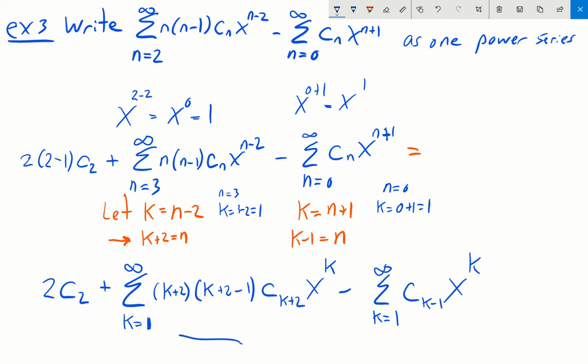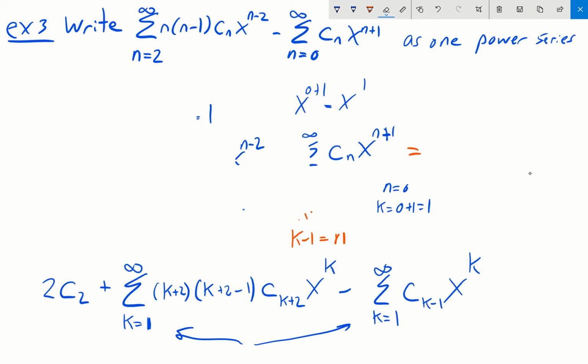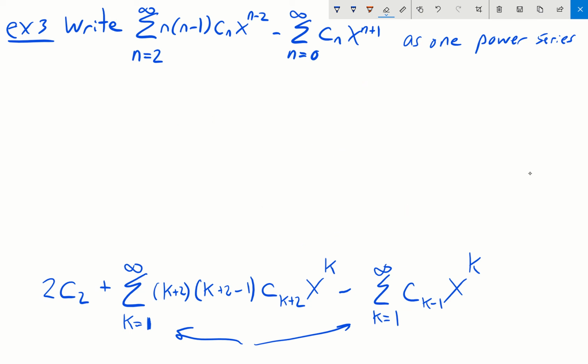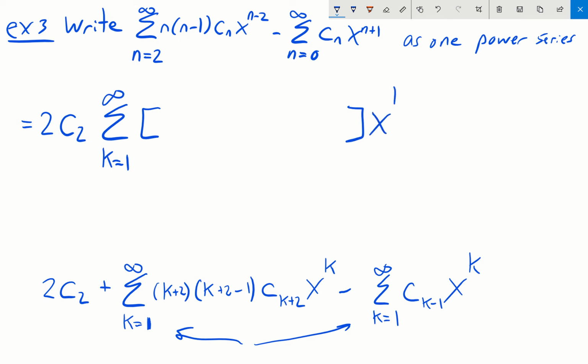And now one of the things we notice is that the index is the same. They both start at 1, but also, and perhaps more importantly, they're both going to start with that first power term of x. So we will be able to write this as one series. So this is equal to 2c2 times the sum from k equals 1 to infinity. And I'm just going to write, so both of these have k's. We're just going to factor out the x to the k and subtract the coefficients. This factor is k plus 2 times k plus 1, times c to the k plus 2. And then we're subtracting this coefficient, which is c to the k minus 1.